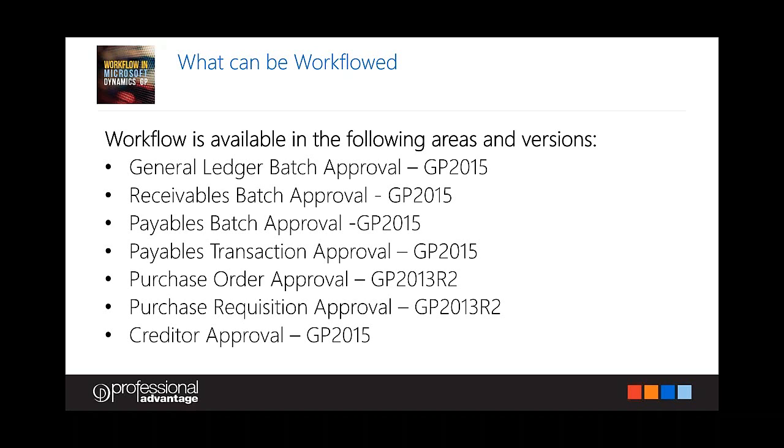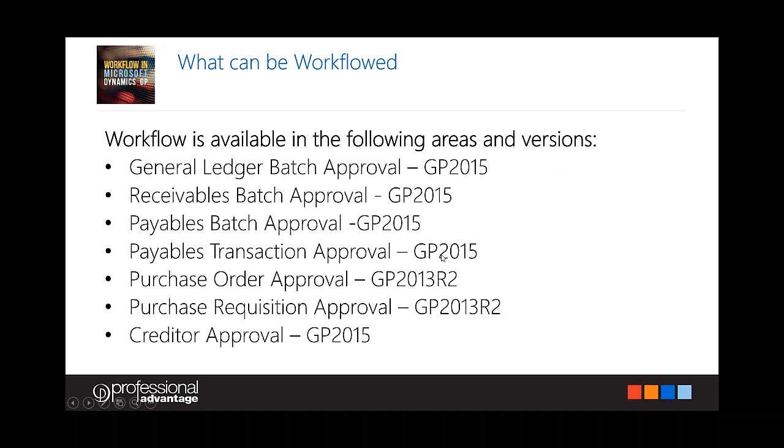So you'll notice on this document here I've mentioned the versions that these are applicable to. In GP 2013 R2 was when the release actually started, and with that we had the beginning of purchase requisitions and then purchase order approval. And then with GP 2015 and 2015 R2 there were incremental releases.